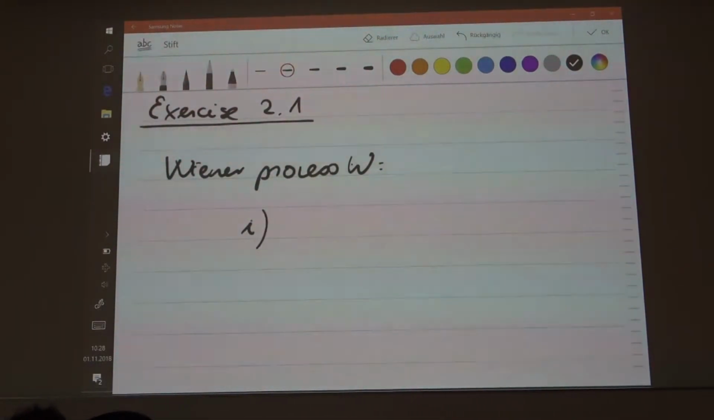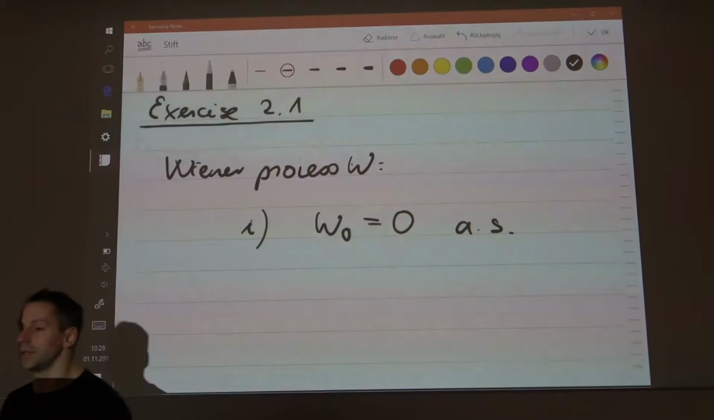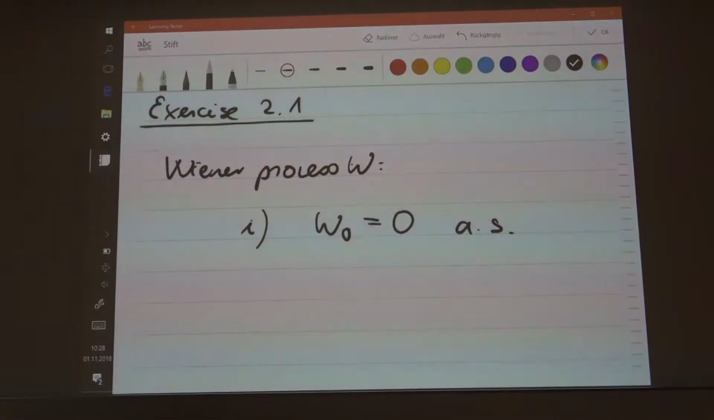The first property is that the Wiener process starts at 0, and you say almost surely. If you don't know what almost surely means, you can say that the Wiener process starts at point 0 with probability 1. That means the probability that this is equal to 0 is equal to 1.